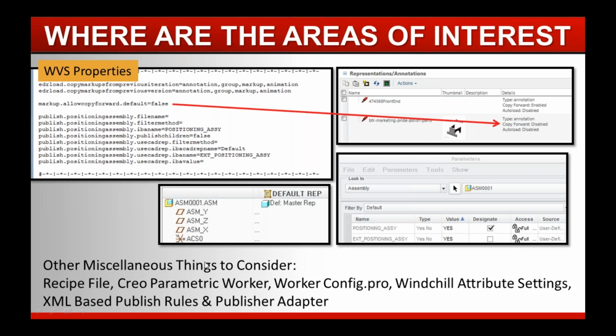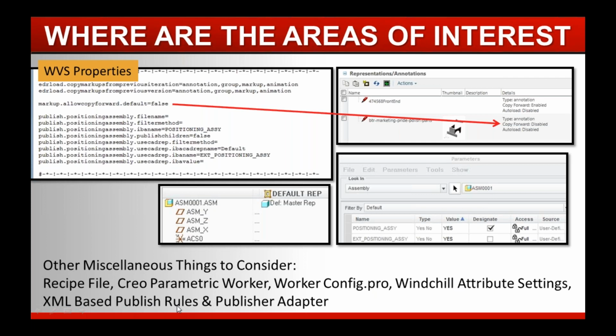Then, other things to consider when you're working with positioning assemblies. I just got them listed out here. I can't show these to you, but your recipe file, you have to have that set up, which worker you're publishing to. In our environment, everything's Creo Parametric 2 right now. We're trying to get to Creo 4 by the end of the year. Your worker config.pro that is connected to this Parametric worker when it launches is important. Your Windchill settings you have to set up to get these two attributes in Windchill, so Windchill has them defined.